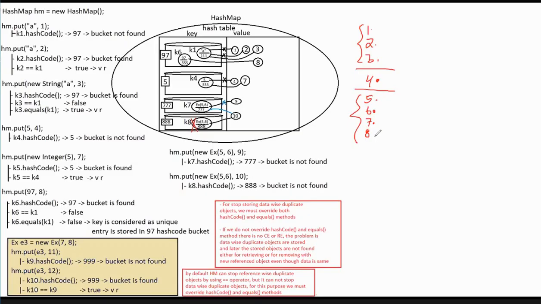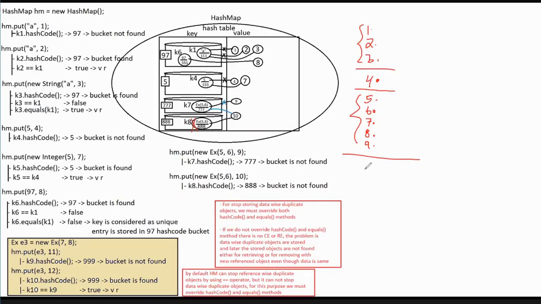8th point: when a new hash code object is added, then a new bucket is created. If you pass a same hash code object, a new bucket is not created. The newly added entry will be stored in the previous bucket if its hash code is same. Sorry, if its hash code is same and the reference is different, the state is different, it will be stored in the same bucket. Else a new bucket is created. If the passed key is found as same as the existing key, its old value is replaced with a new value. So totally 9 points.